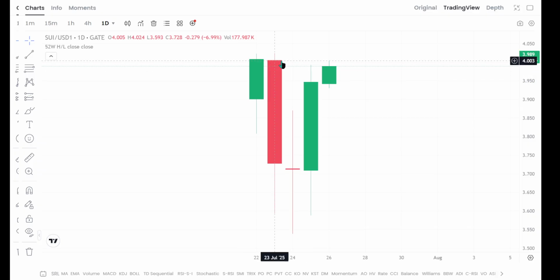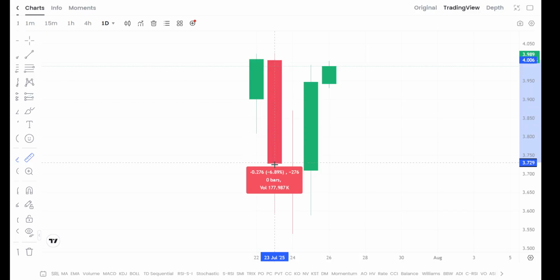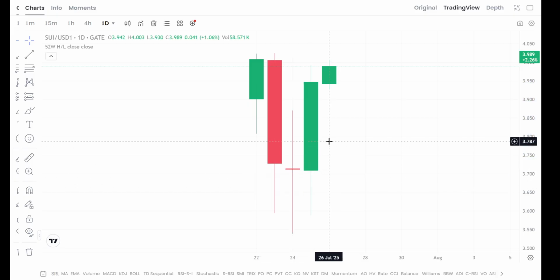On the next day, market price went down. So market price was open at this point. Market price went down and was closed at 3.727 USD1. So the market price of the SUI had decreased by 0.278 USD1. It is 6.94%, and 278 USD1 was the loss. In this one bar, 177.987 thousand SUI has been traded.